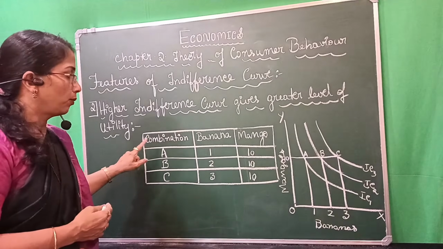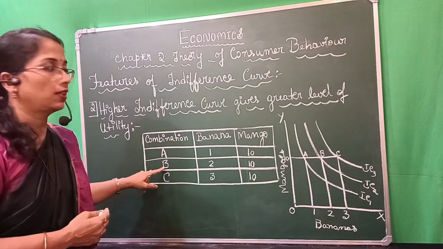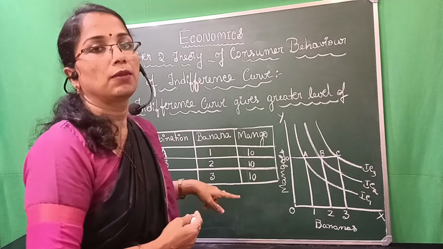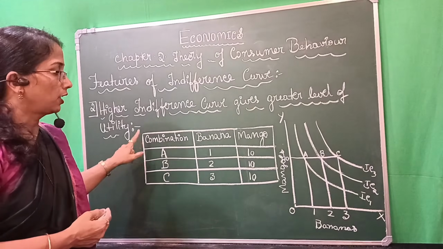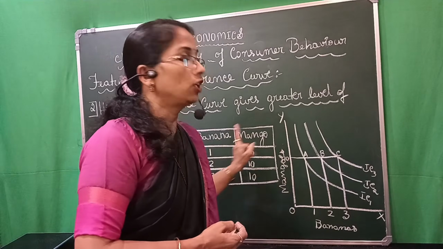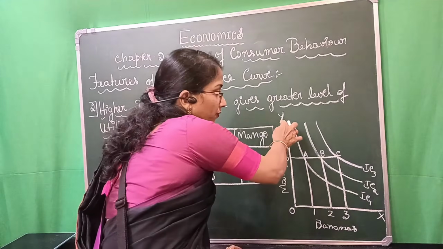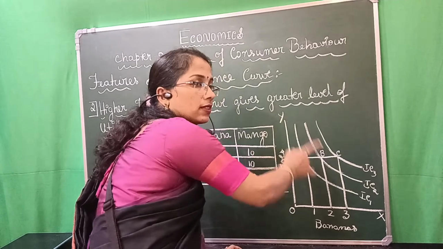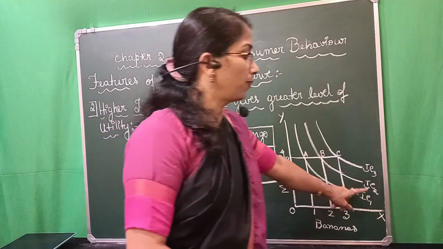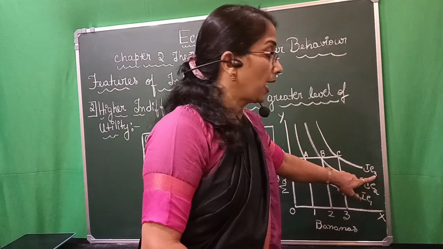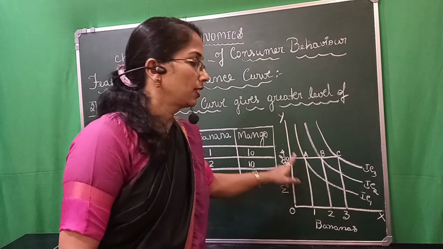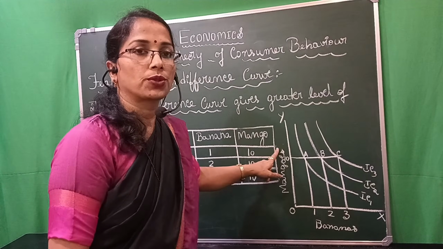In the schedule, I have mentioned the 3 combinations A, B, C and the bananas taken 1, 2, 3 and mangoes 10 remains the same, 10. So let us convert this schedule into a diagram. To convert this schedule into a diagram, we need to draw first these 2 axes, y axis and x axis. Later you draw 3 indifference curves, name them as IC1, IC2 and IC3. On OX axis we are measuring bananas and OY axis we are measuring mangoes.